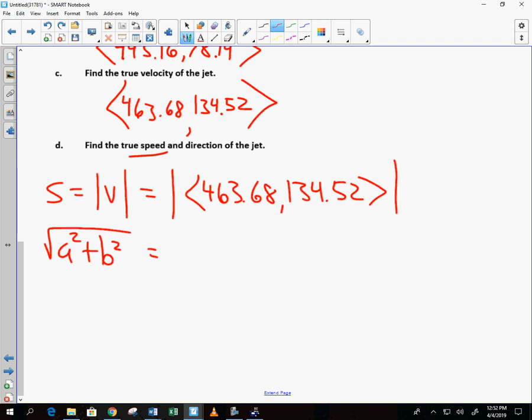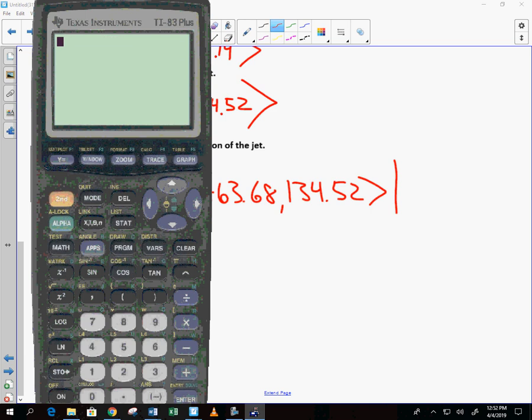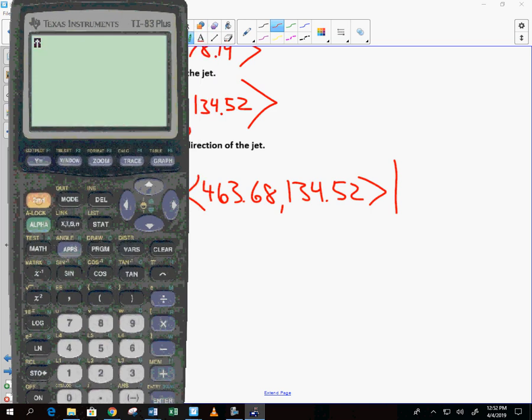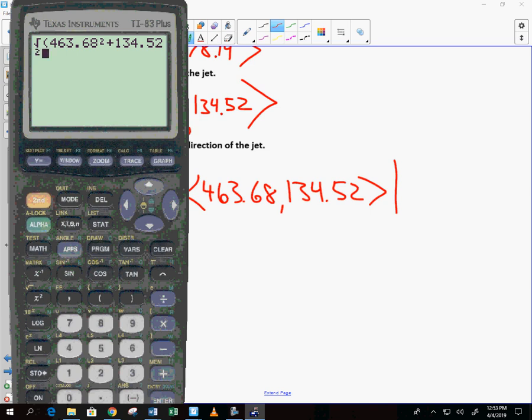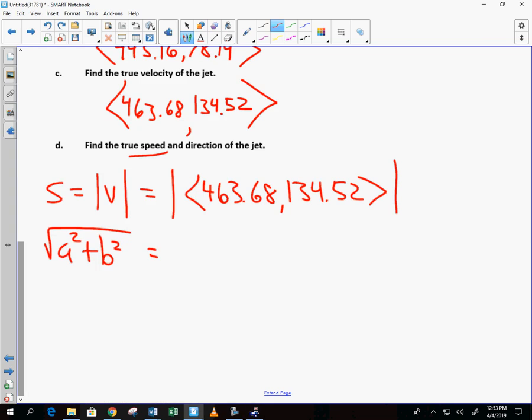Square root of a squared plus b squared. So I'm going to take a squared plus b squared and take the square root of it. Just use the Pythagorean theorem. Square root of 463.68 squared plus 134.52 squared, parentheses, enter, and I get 482.80. So the true speed is 482.8 miles an hour.